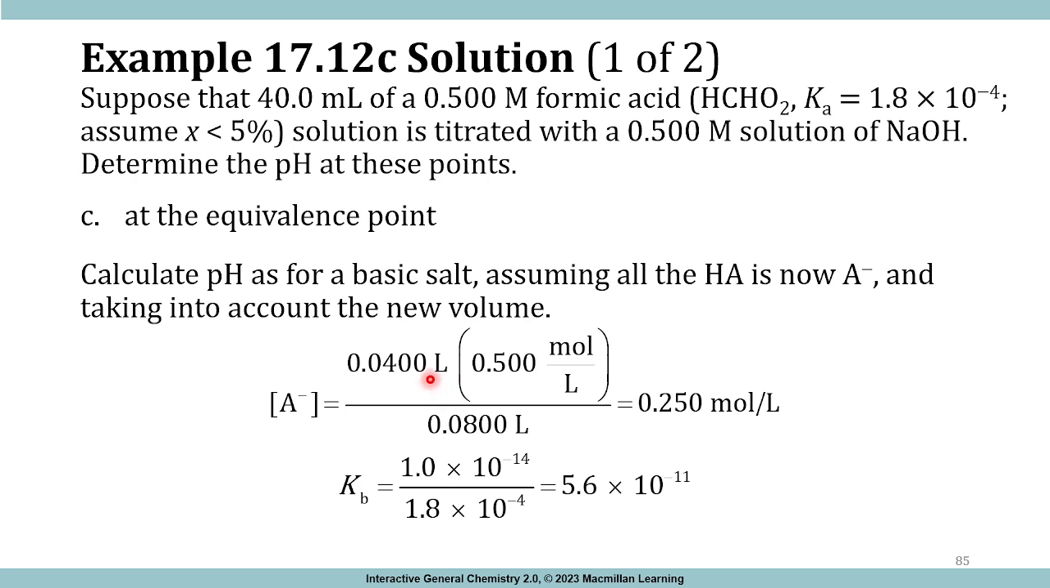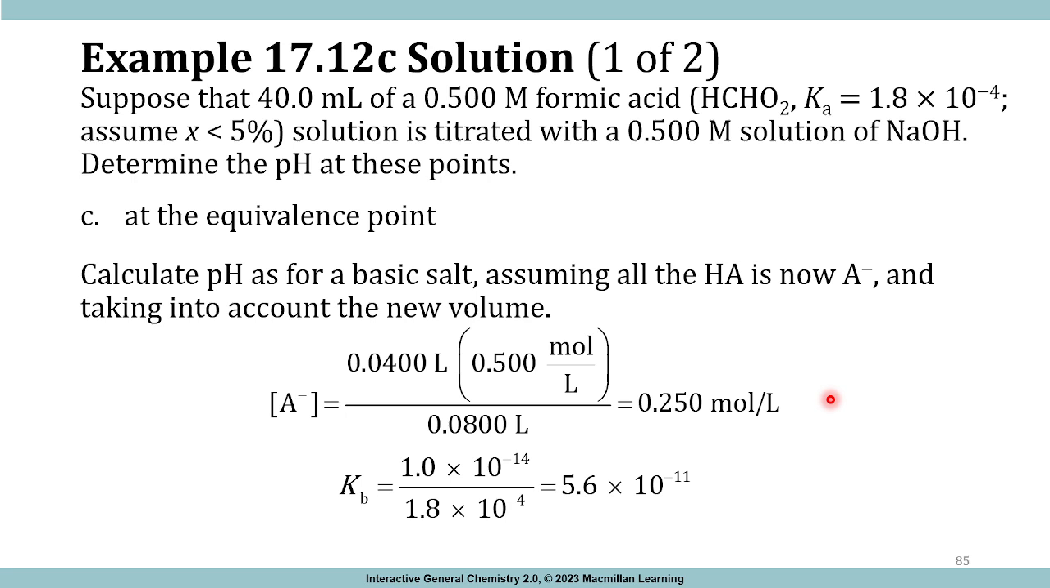Notice, by the way, if you use milliliters here for both parts, the milliliters cancel. So you can use the same volumes on both parts. You don't have to actually convert them both to liters. Okay? I only did that because people tend to get confused because of the liters here. Okay, and so this would give us 0.250 moles per liter. That's the concentration of our weak base after we've done this titration to the equivalence point.